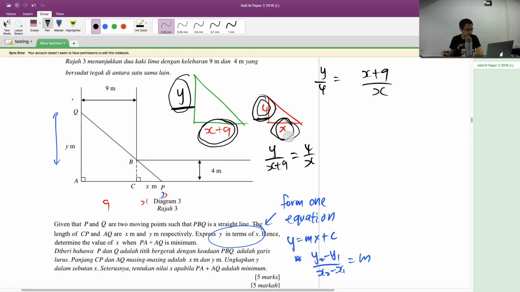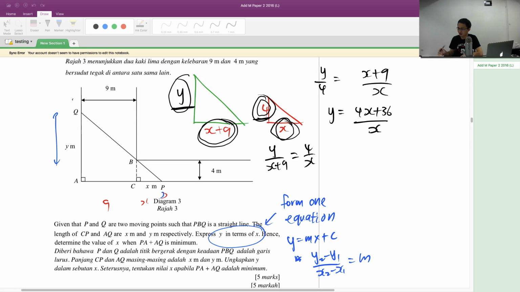Okay, then what I do next is I will cross multiply, I think. So basically y equals 4x plus 36 over x. I guess this is one of my answers. I mean, yeah, it should be one of my answers. So y basically equals this.